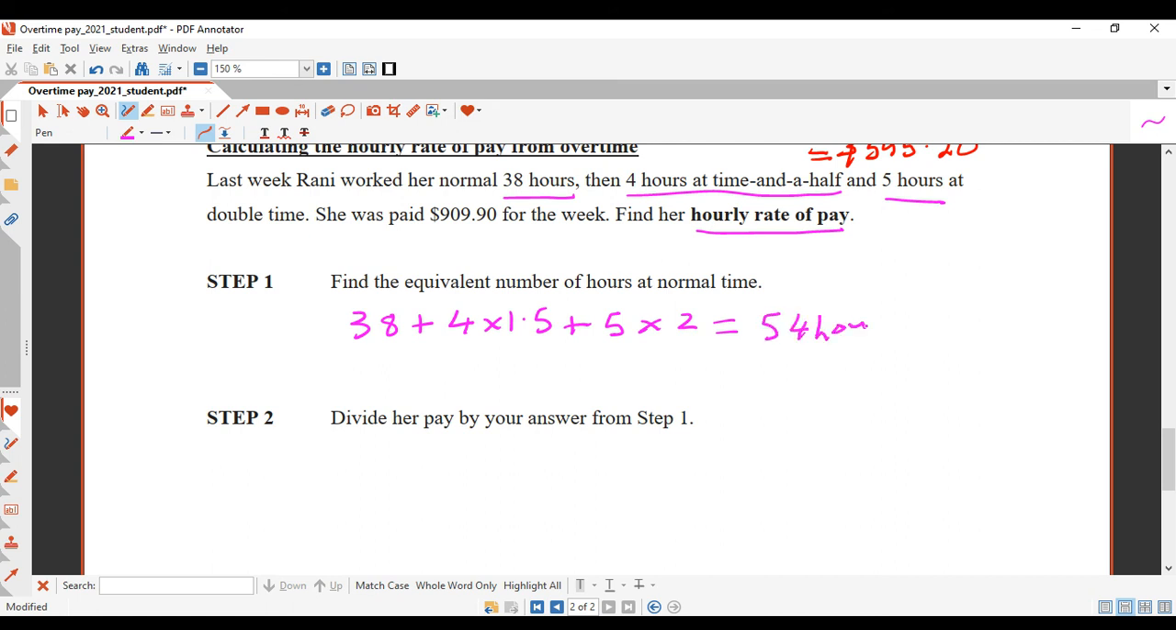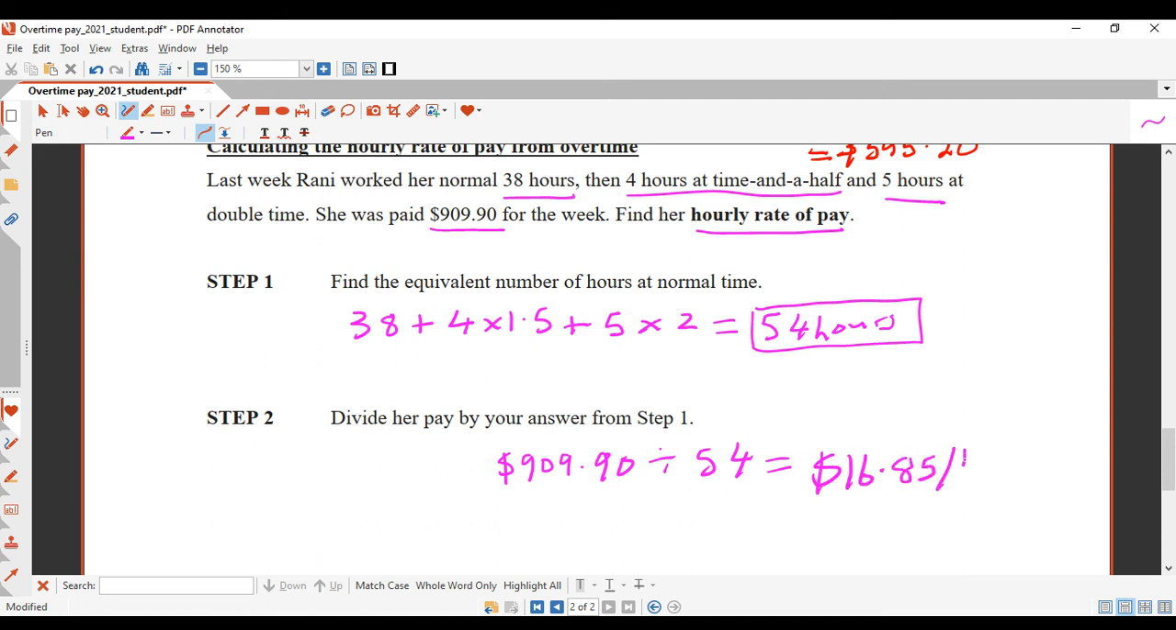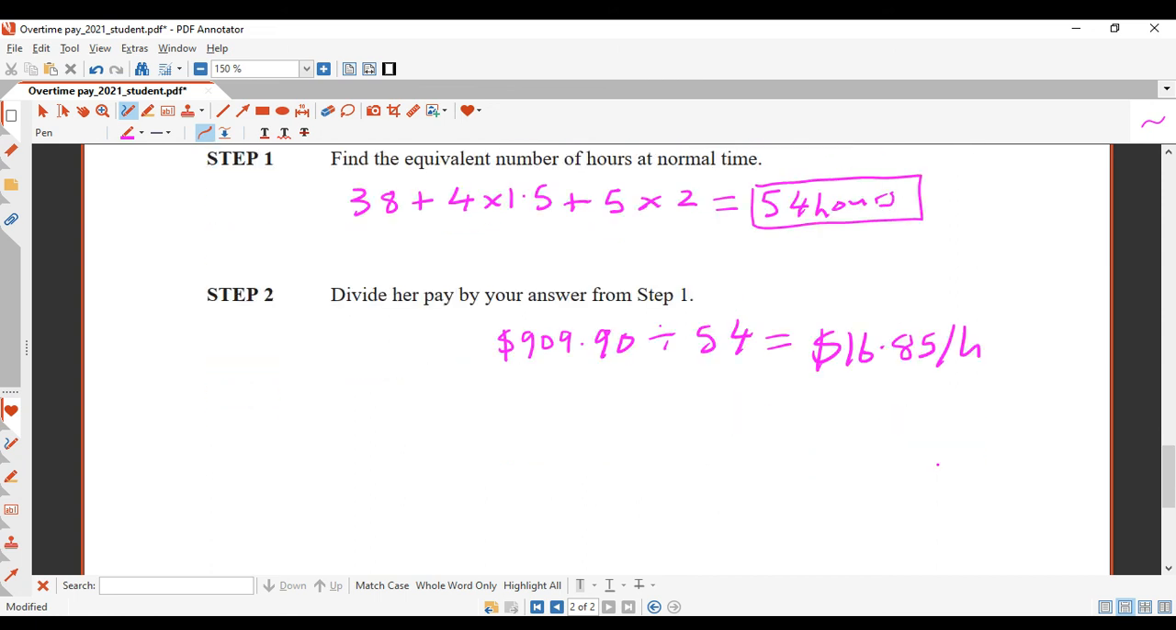So what we just worked out is that for her to earn $909.90, she would have to work 54 hours at the normal hourly rate of pay. So to work out the normal hourly rate of pay, we take the $909.90, that's her total amount earned, and divide that by 54, and that'll give us her hourly rate of pay. So 909.9 divided by 54 equals $16.85 per hour. And that is it.